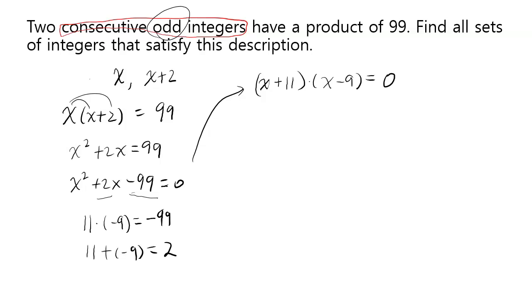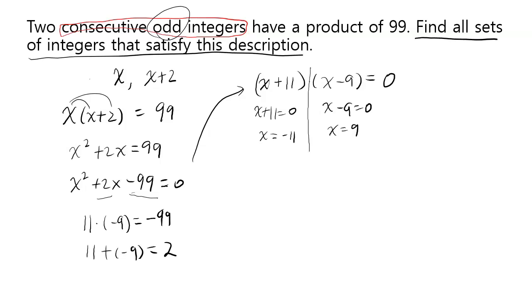Now you have two things multiplied to give you 0. That means either one has to be 0. Either it's that x plus 11 is 0, in which case x would be negative 11, or you have x minus 9 equals 0, in which case x would be 9. Now it says find all sets of integers that satisfy this description.